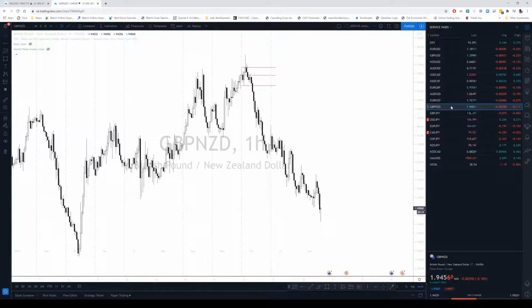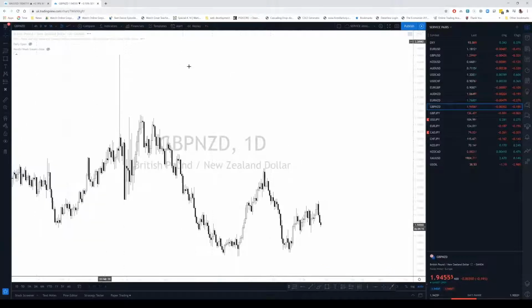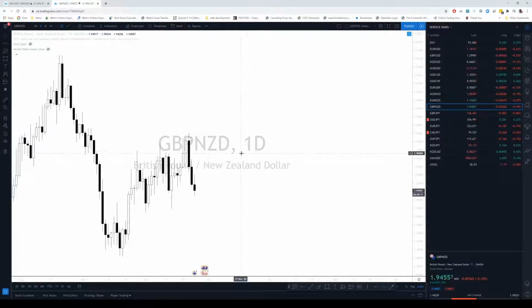Euro needs pound New Zealand. Let's go into the daily. It looks as if they want to come below this into this down candle.